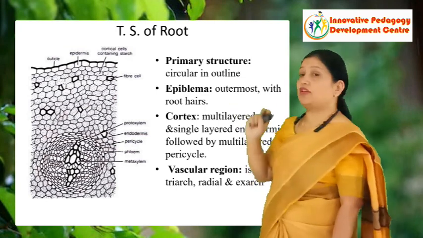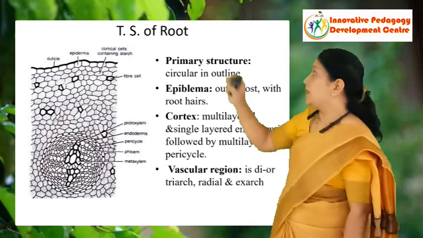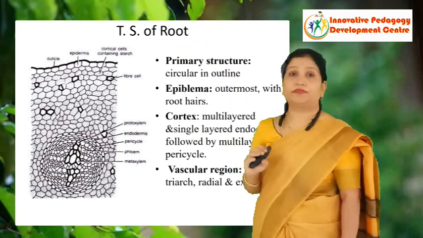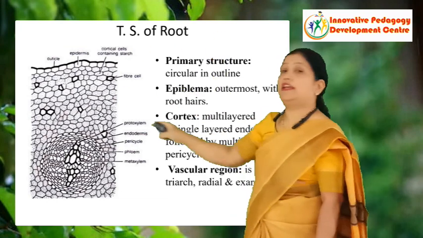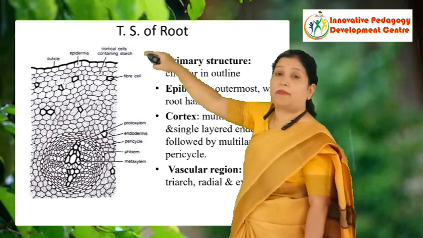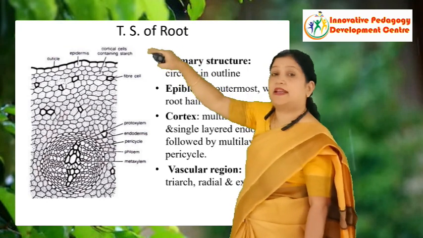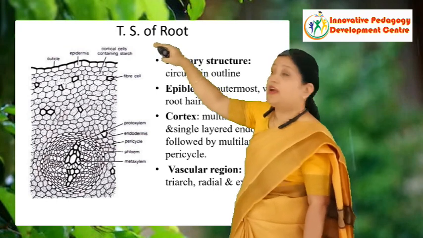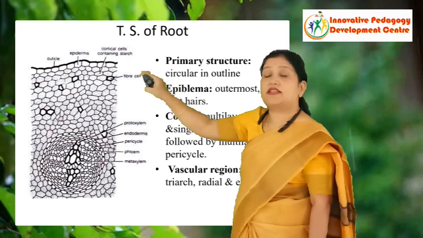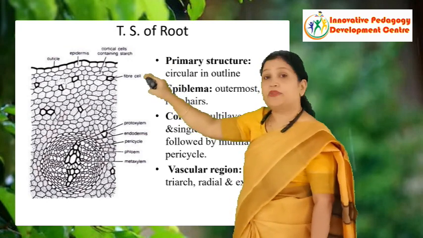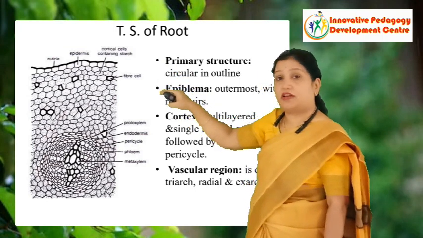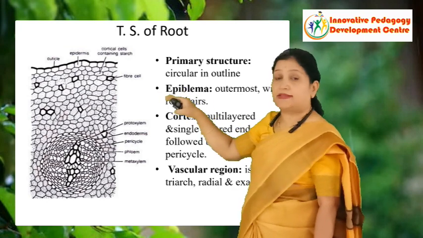Here is the transection of the root, where there are three main regions: epidermal, then cortical, followed by the vascular region. The outline of the section is circular, and the outermost layer is epiblema or epidermis, and some of its cells show the presence of root hairs. You can see clearly the cortical region, which is multi-layered, and many starch grains can be seen in this cortical region. And then it is followed by the endodermis, which is the boundary of the vascular region. It is followed by the multi-layered pericycle.